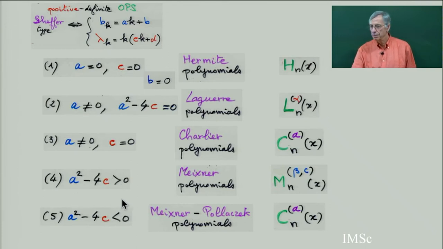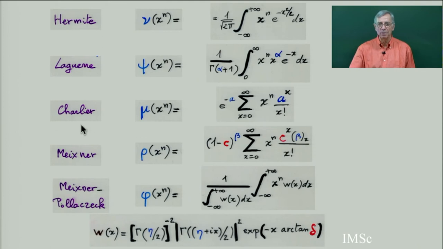These five orthogonal Sheffer polynomials are defined by these five orthogonality relations. So this is the moment. The moments are given by the linear functional f of x^n. This is the integral. So the orthogonality of each of these classes is given by this beautiful integral.